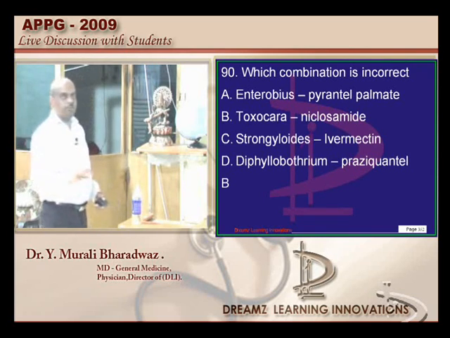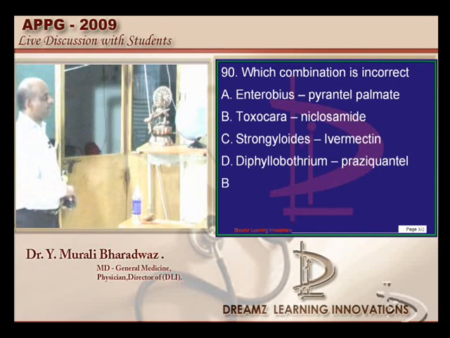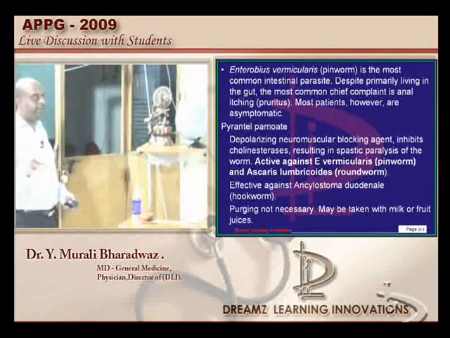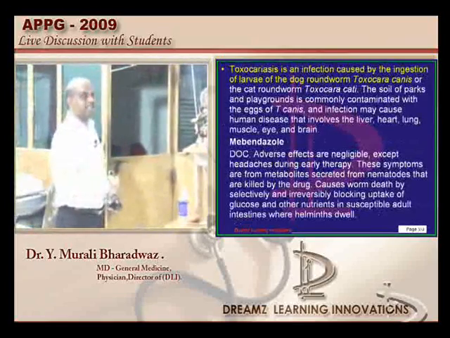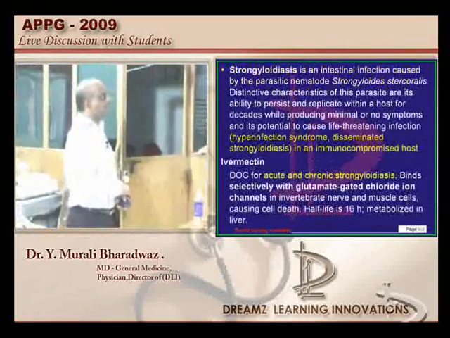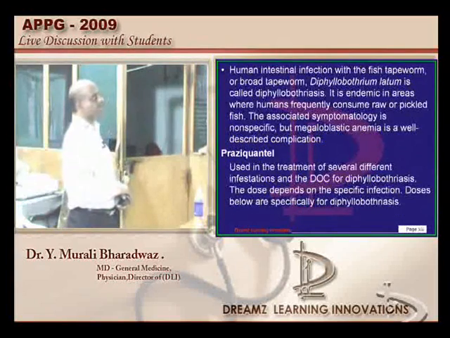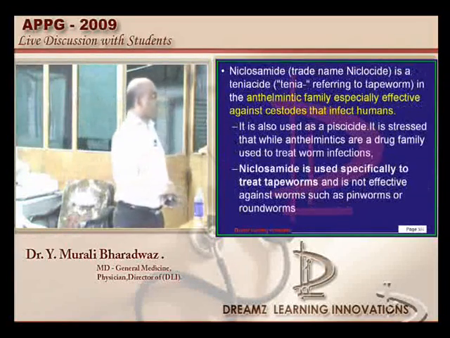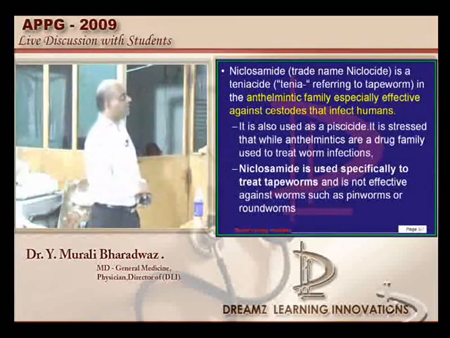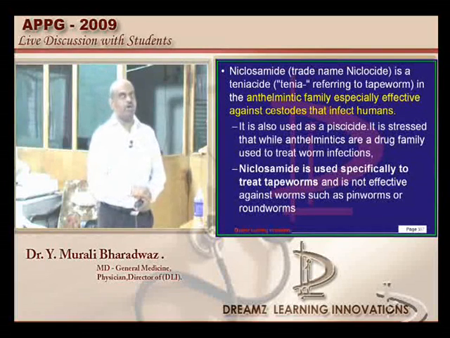Now let us talk about the various agents. In Enterobius, pyrantel pamoate is considered to be the treatment of choice. Toxocariasis, it is the mebendazole. Strongyloidiasis, it is the ivermectin. And Diphyllobothrium, it is the praziquantel, which is considered to be the drug of choice. So what is the odd man out? The niclosamide and toxocara is the odd man out.